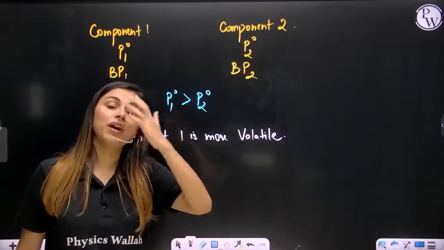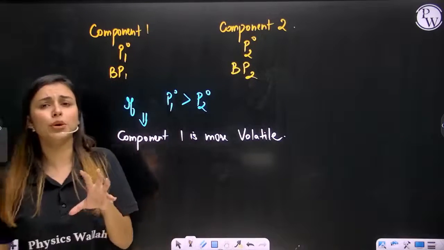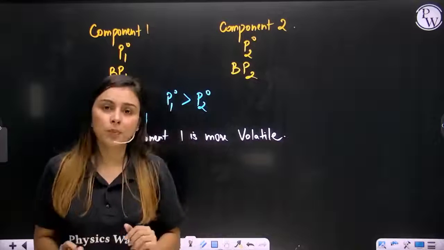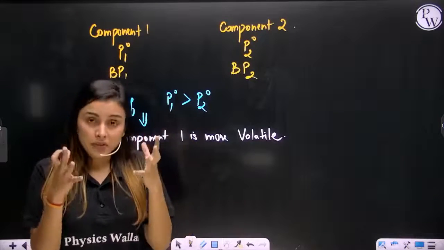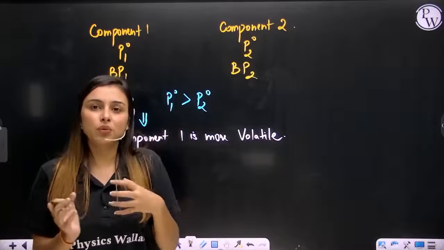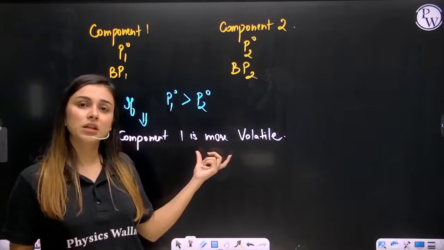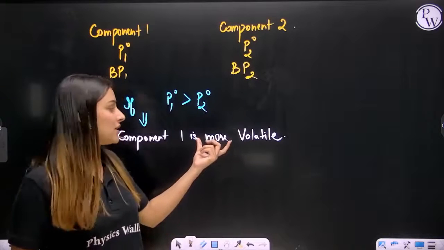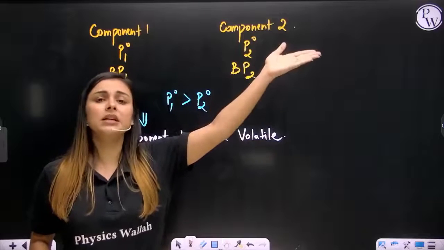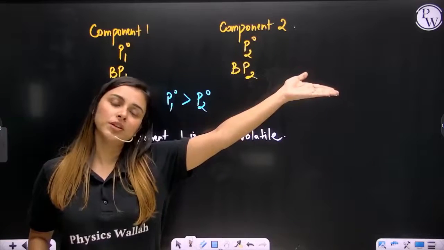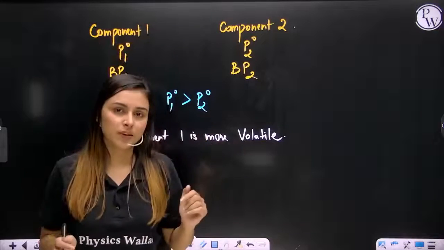Now I need to find out which has a higher boiling point. Imagine, my dear students, if a component can form more vapors at a particular temperature, then the tendency that its inside vapor pressure will be equal to the atmospheric pressure will be faster for the one which has a higher vapor pressure. The more the vapor pressure, the easier it will be equal to the atmospheric pressure. At a low temperature, the vapor pressure will be equal to the atmospheric pressure, right?